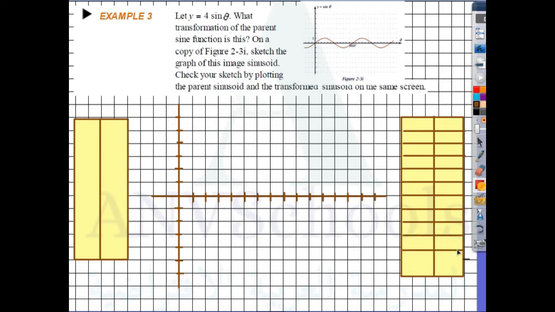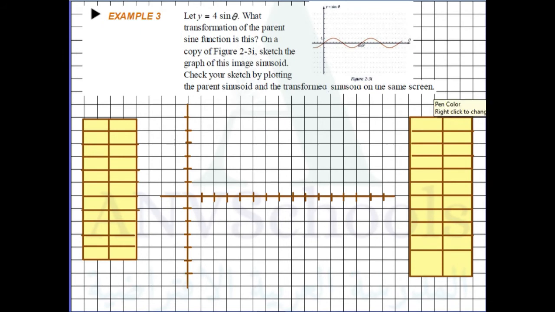But we could also use this. We could also graph the image function using our translations or dilations. But let us also use the tabular representations to get our values for the parent function y equals sine theta and the image function for sine theta. So let's label our x's. This is x, this is y, this is x, this is y.